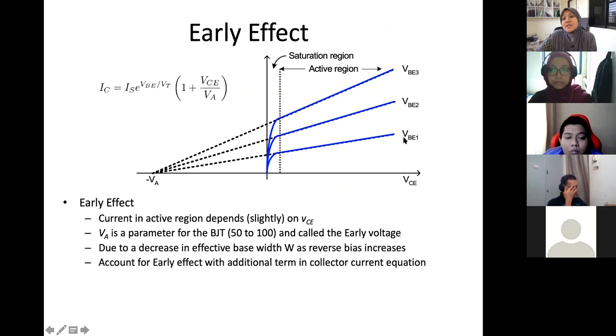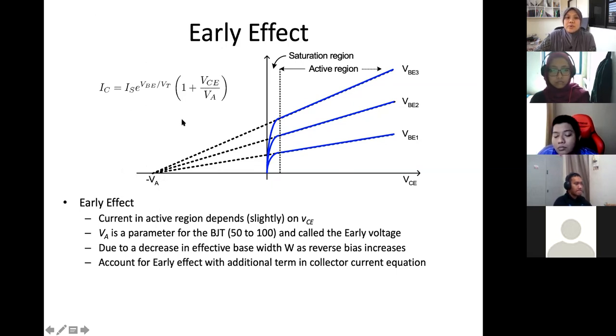You can see there's a slope. You plot IC versus VCE, or if we change it to VBC, the effect is the same. You will see there's a slope. As you increase the VCE or the VBC, the base to collector reverse bias voltage, the current will keep on increasing slightly with a slope. And this uncle, Early, found out that if we extrapolate the slope for the different base to emitter voltages, it will come out to one point. And this one point is called the early voltage.